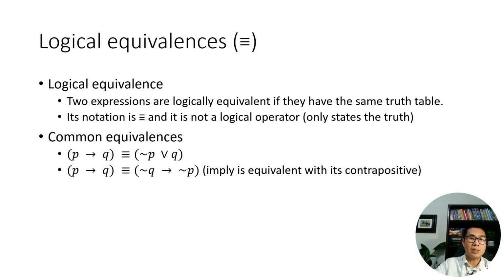The next one is some of the common equivalences. So if you see P implies Q, it's the same as not P or Q. And the next one is if you have P implying Q, it is equivalent to its contrapositive. This one is the contrapositive version of it, because if you want to prove this, you just put them into a truth table and it's going to be the same.